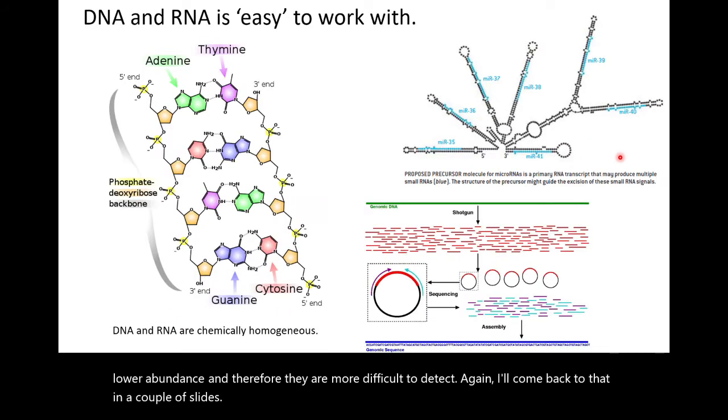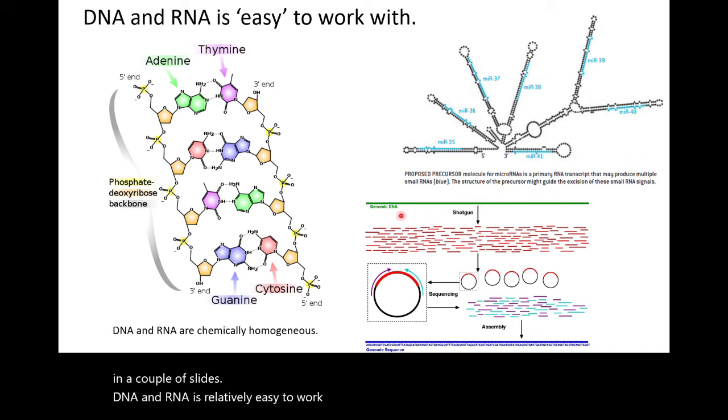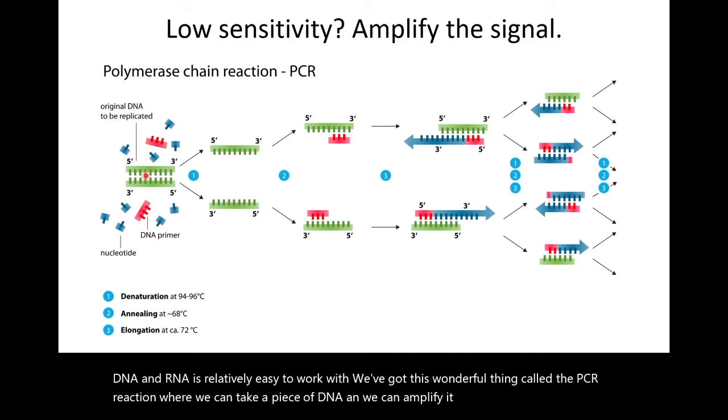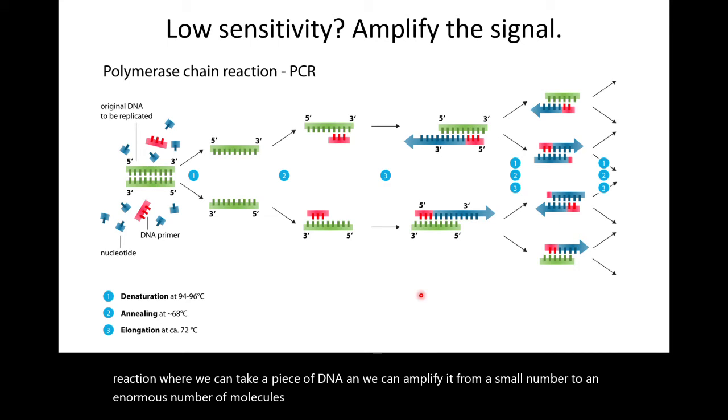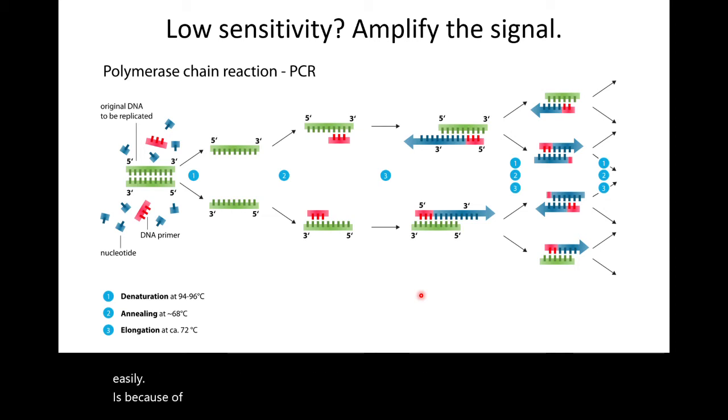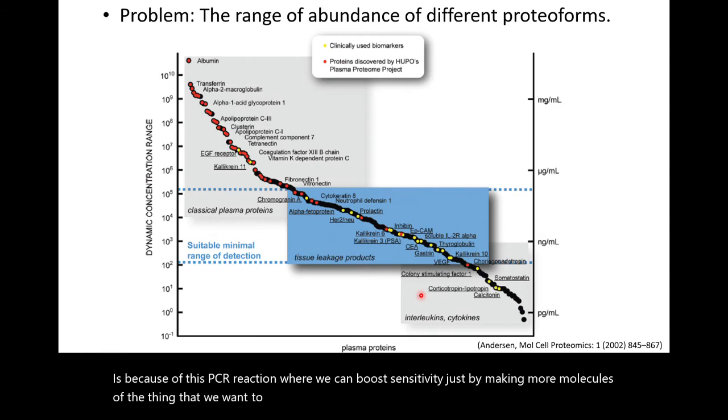DNA and RNA is relatively easy to work with. We've got this wonderful thing called the PCR reaction, where we can take a piece of DNA and we can amplify it from a small number to an enormous number of molecules and increase the sensitivity of the assay. So one of the reasons that genomics is so successful and we are able to sequence genomes relatively easily is because of this PCR reaction, where we can boost sensitivity just by making more molecules of the thing that we want to measure. In proteomics, we don't have that.